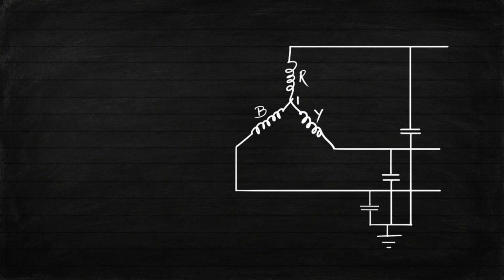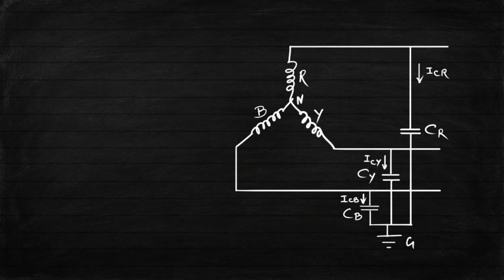Now say this is the neutral point. This is the interconnection point of all three-phase windings. Let the capacitance between the R phase and the ground be CR. Similarly, let the capacitance between the Y phase and the ground be CY, and let the capacitance between the B phase and the ground be CB. Now let the capacitive charging current flowing from the R phase to the ground be ICR. Similarly, the capacitive charging current flowing through capacitor CY from the Y phase to the ground is ICY, and the capacitive charging current flowing from the B phase to the ground is ICB.